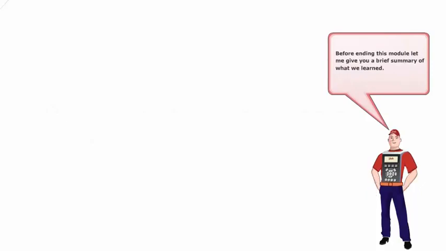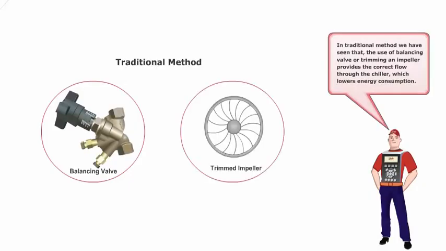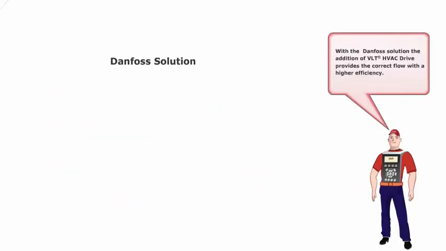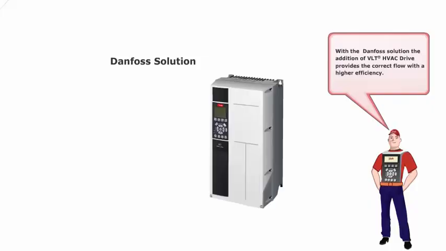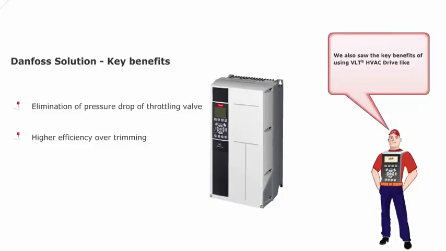Before ending this module, let me give you a brief summary of what we learned. In the traditional method, we have seen that the use of a balancing valve, or trimming an impeller, provides the correct flow through the chiller, which lowers energy consumption. With the Danfoss solution, the addition of a VLT HVAC drive provides the correct flow with a higher efficiency. We also saw the key benefits of using a VLT HVAC drive: elimination of the pressure drop of the throttling valve, higher efficiency over trimming, and simple estimation of energy savings.